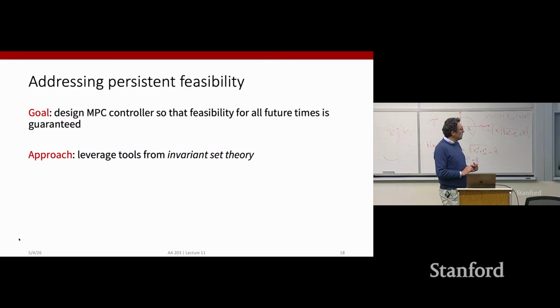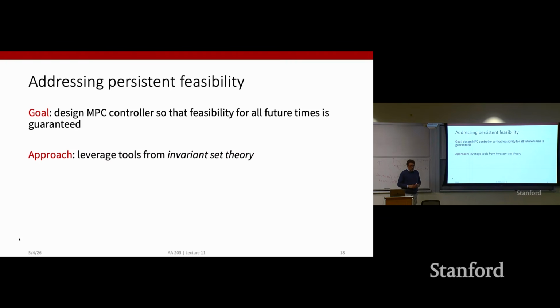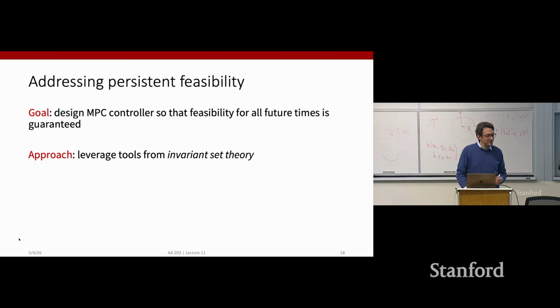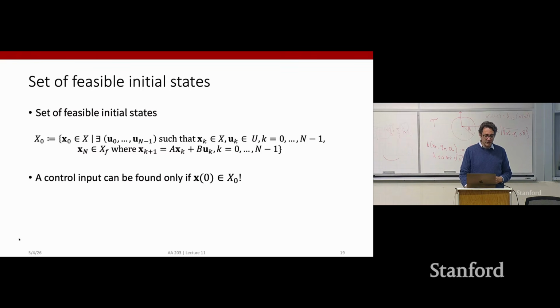So the goal is to tune our tuning knobs so that feasibility for all future times is guaranteed. To address the problem, we leverage tools from invariant set theory. So I'm going to give you a little bit more terminology, sorry about that. MPC is a little bit less mathematically intense than reachability, but it's a bit more boring in terms of terminology. What is an invariant set? Let me first pin down a little bit of terminology.